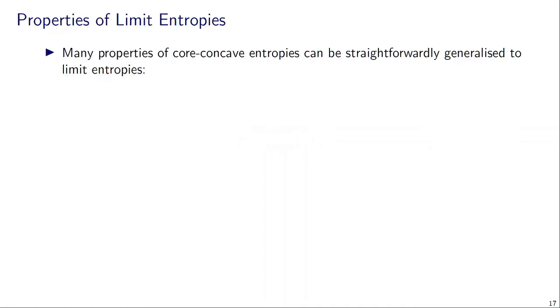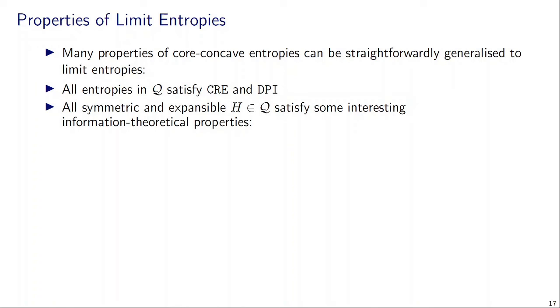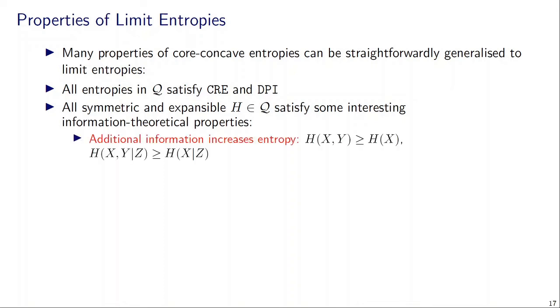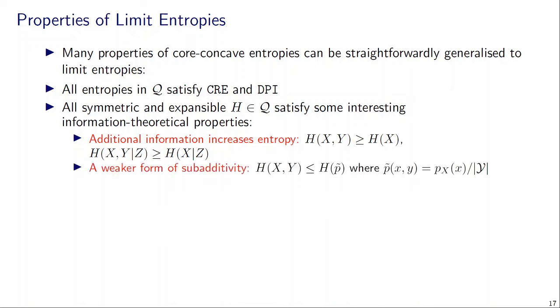We will now present some applications of this result. The first one is that many properties of core-concave entropies can be straightforwardly generalized to limit entropies. So all entropies in Q satisfy CRE and DPI, the intuitively reasonable properties. Moreover, all symmetric and expansible entropies in Q satisfy some interesting information theoretical properties. Additional information increases entropy, that is, a joint random variable has more entropy than one of its marginals.